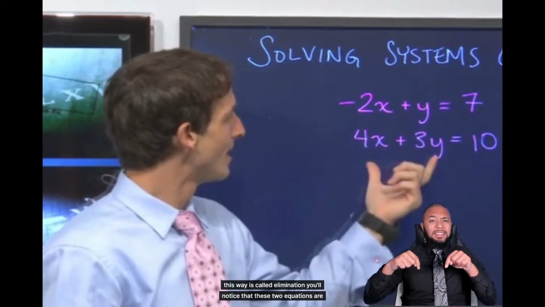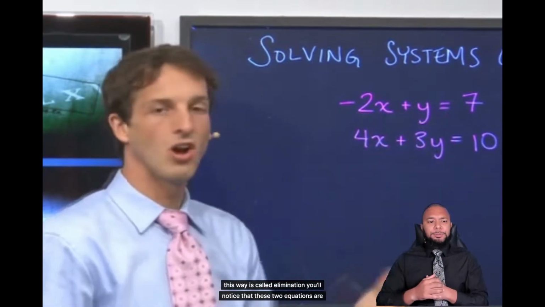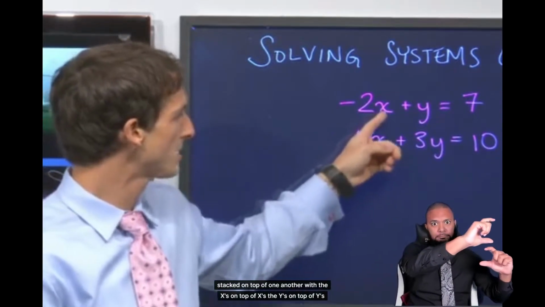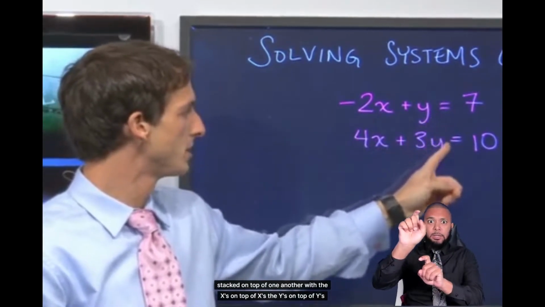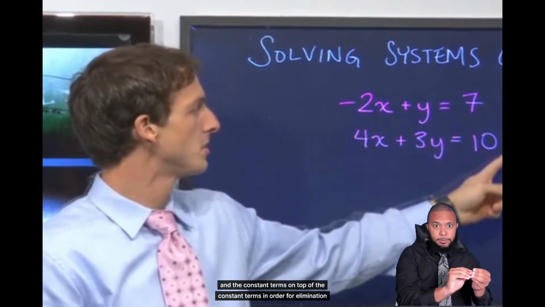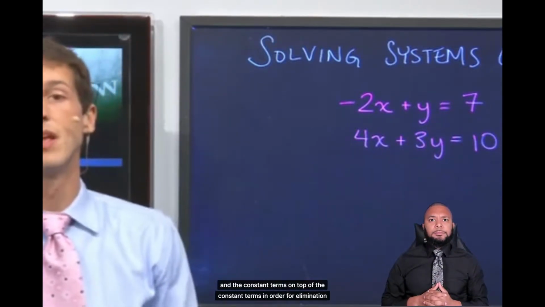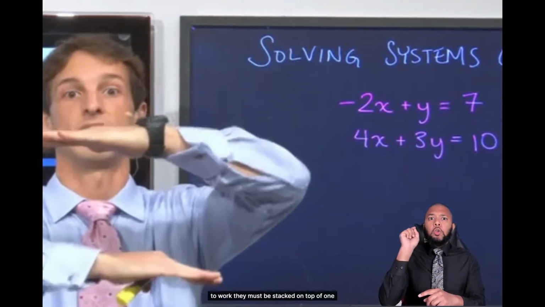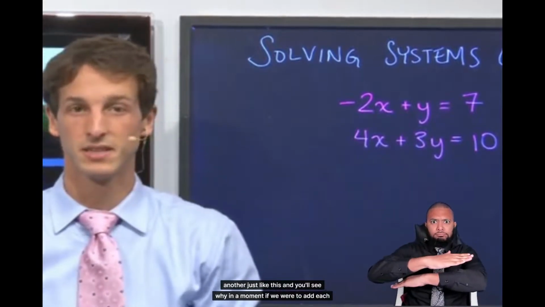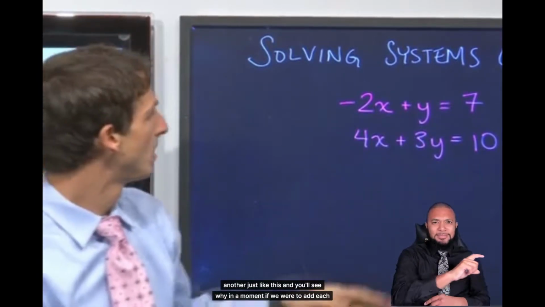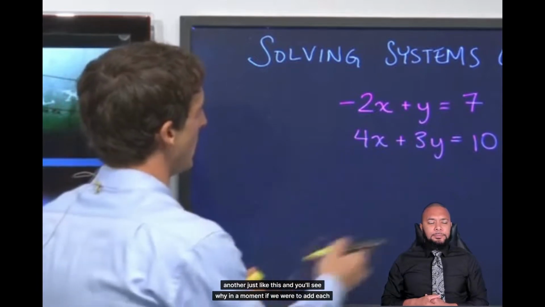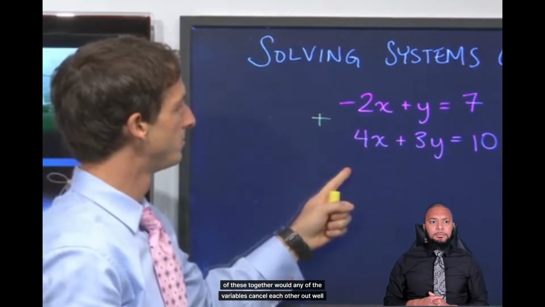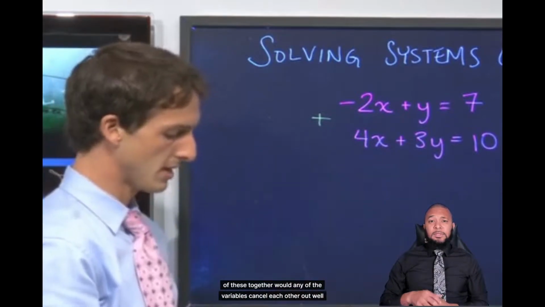You'll notice that these two equations are stacked on top of one another, with the x's on top of x's, the y's on top of y's, and the constant terms on top of the constant terms. In order for elimination to work, they must be stacked on top of one another just like this. And you'll see why in a moment. If we were to add each of these together, would any of the variables cancel each other out?